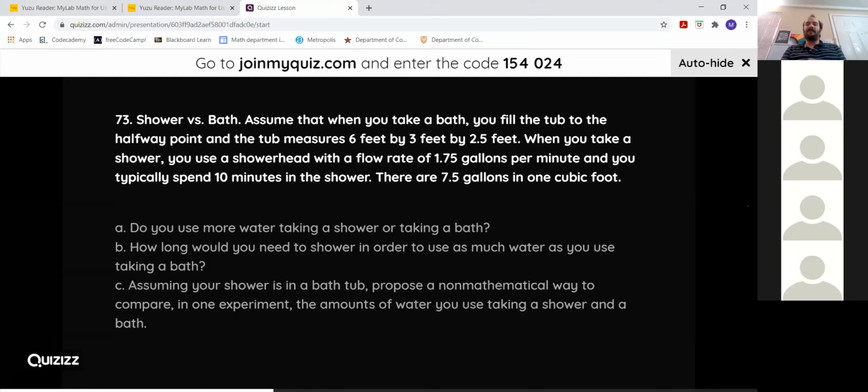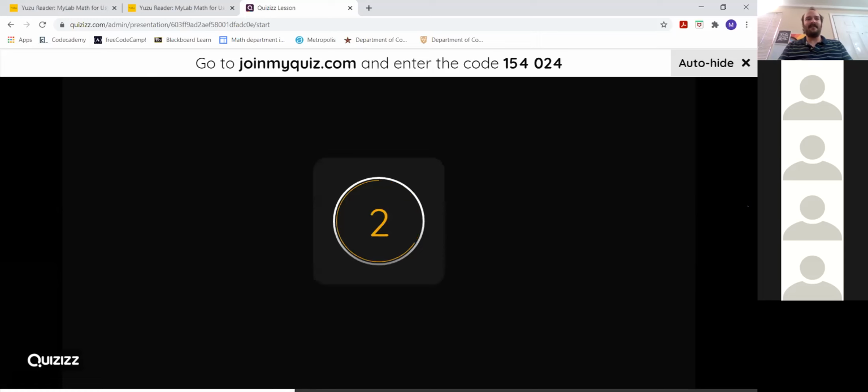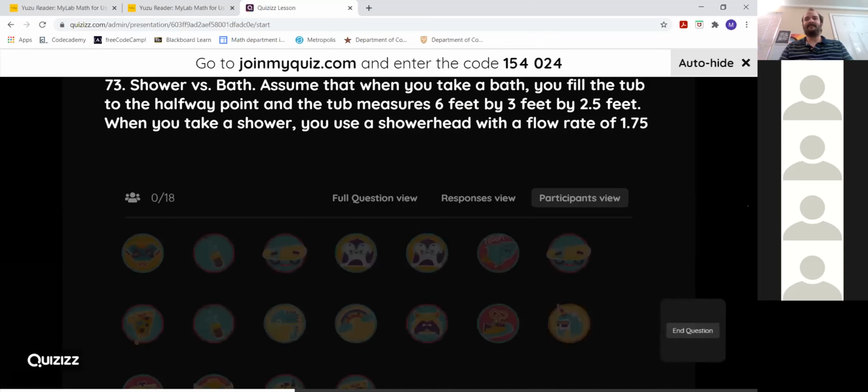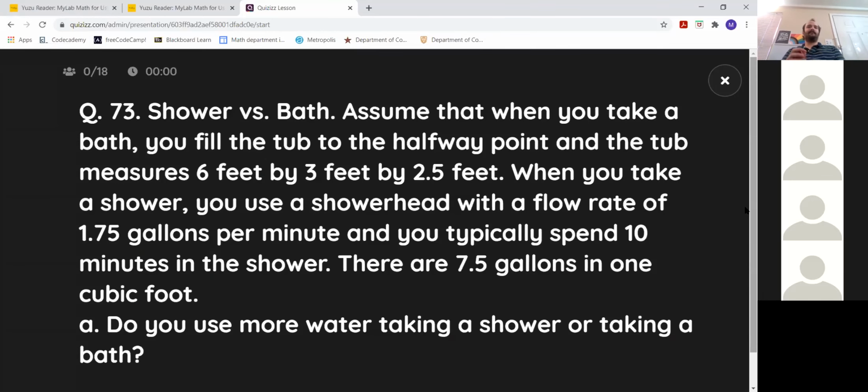Assuming your shower is a bathtub, propose a non-mathematical way to compare in one experiment the amounts of water you are taking a shower and a bath. I like that one. I don't like the fact that they say non-mathematical because it is mathematical. It is just not formal math. You're still thinking like a mathematician.